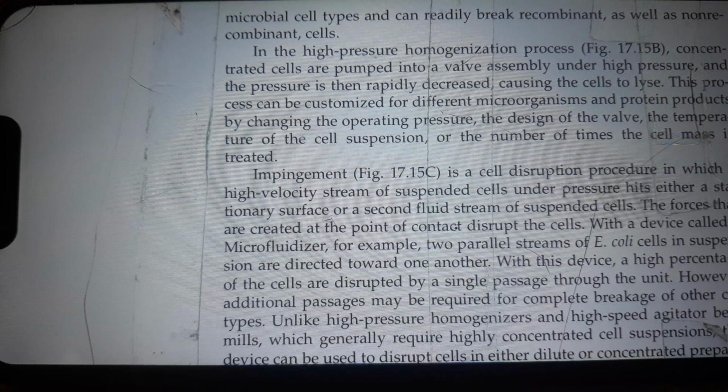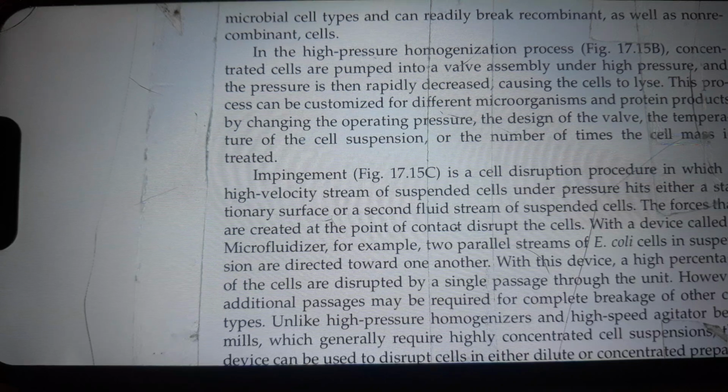In the high-pressure homogenization process, concentrated cells are pumped into a valve assembly under high pressure, and the pressure is then rapidly decreased, causing the cells to lyse. This process can be customized for different microorganisms and protein products by changing the operating pressure, the design of the valve, the temperature of the cell suspension, or the number of times the cell mass is treated.